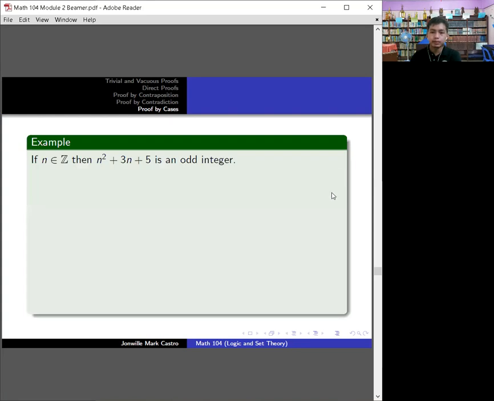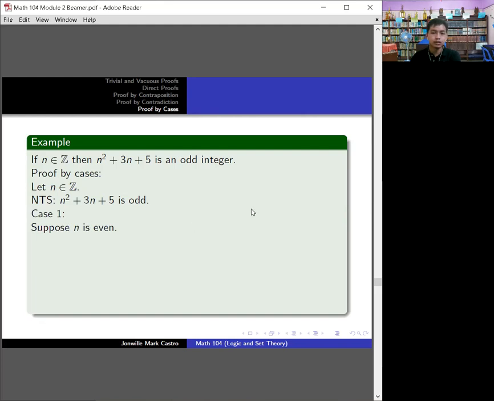So, let's look at examples of proof by cases. If n is an integer, then n squared plus 3n plus 5 is an odd integer. So, proof by cases. Let n be in Z. Need to show n squared plus 3n plus 5 is odd. Okay, so we need to show that n squared plus 3n plus 5 is equal to, let's say, 2k plus 1. It's odd. So case 1, since our assumption is n is an integer, n can either be even or odd.